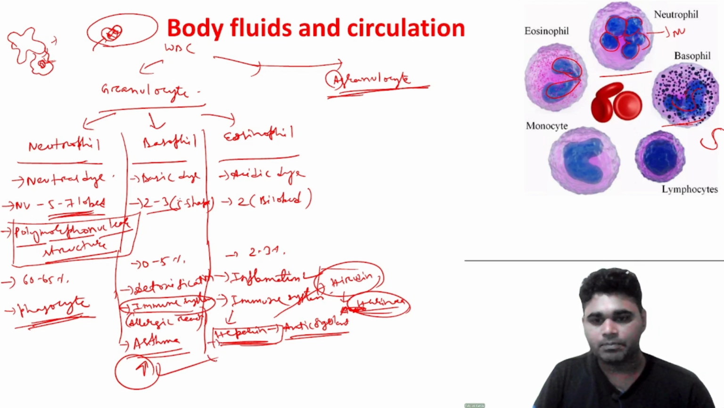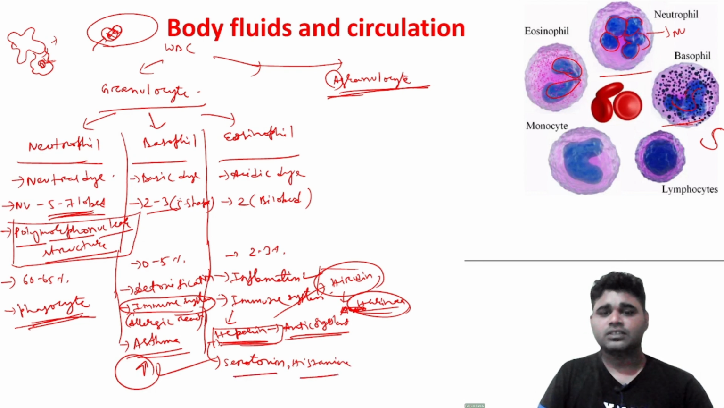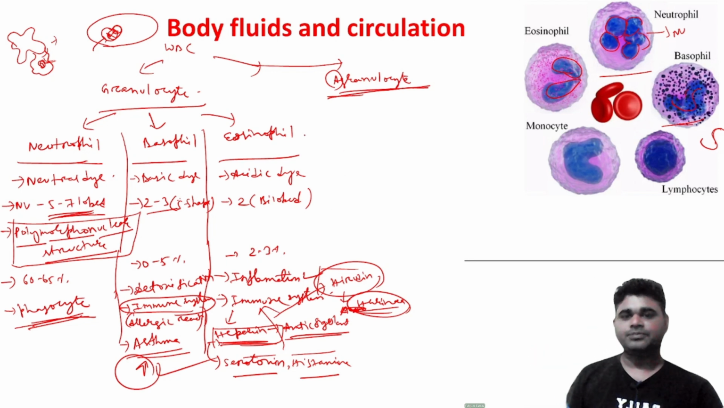Besides heparin, it also releases serotonin and histamine. So this serotonin and histamine also help in the immune system. That's why the eosinophil also helps in the immune system.